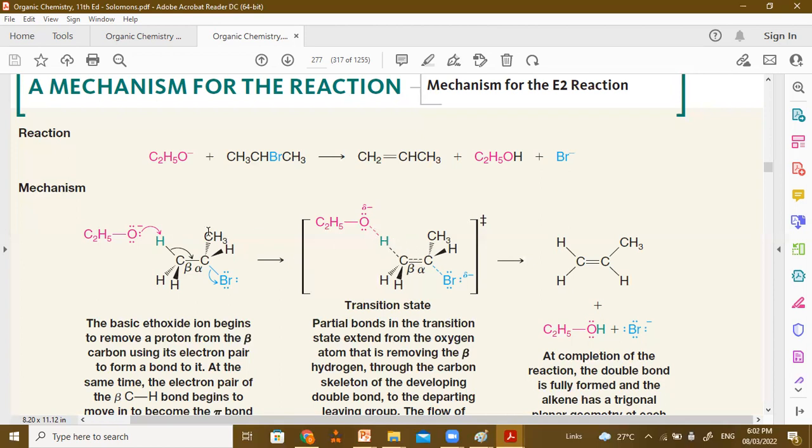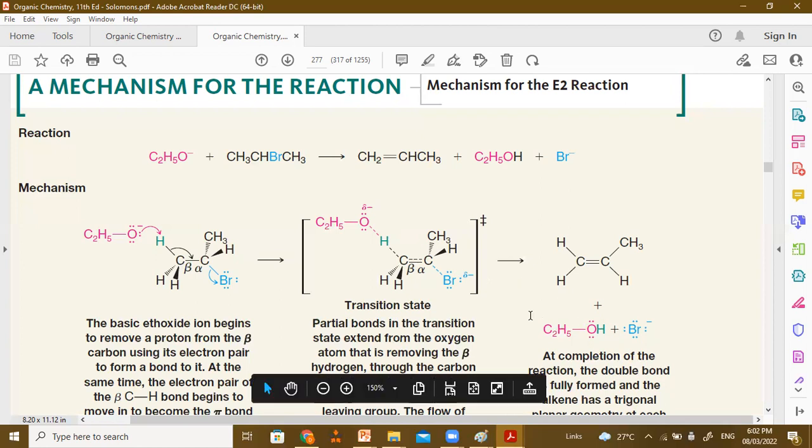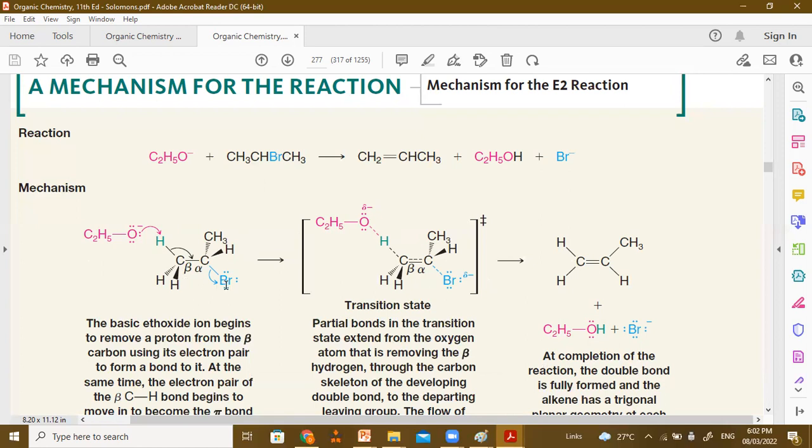And after that, when the base attacks your hydrogen, there is a double bond formation, and your bromine will acquire a partial negative charge in the process, and then it will leave when the bond is formed. So you will get your C2H5OH alcohol, and then you have your bromide here. So what is the reason that your base would be driven to attack the hydrogen? As I have mentioned, your bromine is an electronegative atom, a partially electronegative atom.